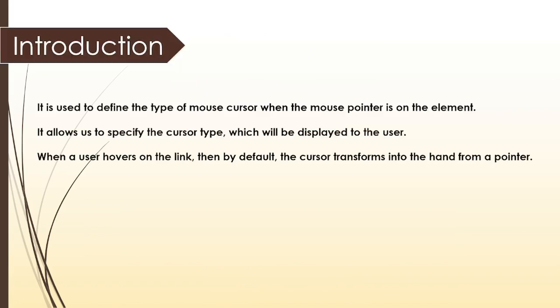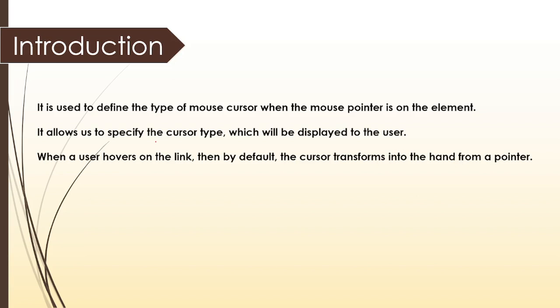As you can see here, the cursor property is used to define the type of mouse cursor when the mouse pointer is on the element, and it also allows us to specify the cursor type which will be displayed to the users. In simple language, the cursor property specifies the mouse cursor to be displayed when we move our mouse pointer over that particular element, right? What is a mouse hover? When we move our mouse to a particular statement or a particular image, that is called hover.